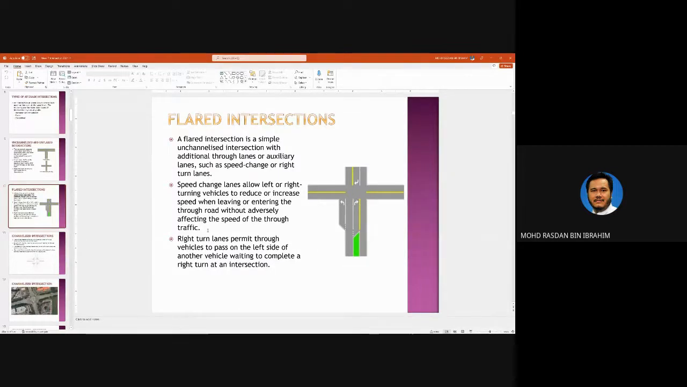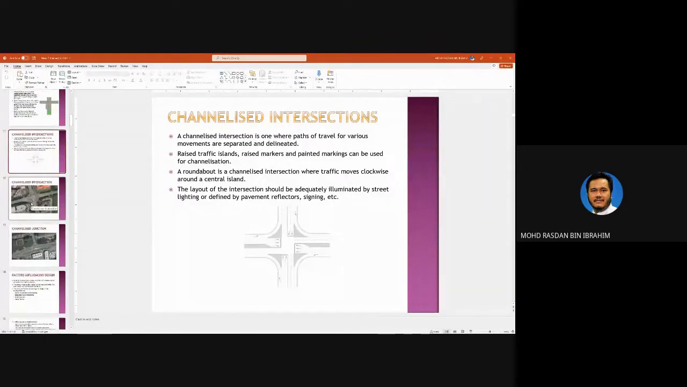So right turn lanes permit through vehicles to pass on the left side of another vehicle waiting to complete this right turn. Sometimes it is called a right turn storage lane. Okay. So a channelized, meaning that you have a specific channel over here. Okay, this is a right turn lane.